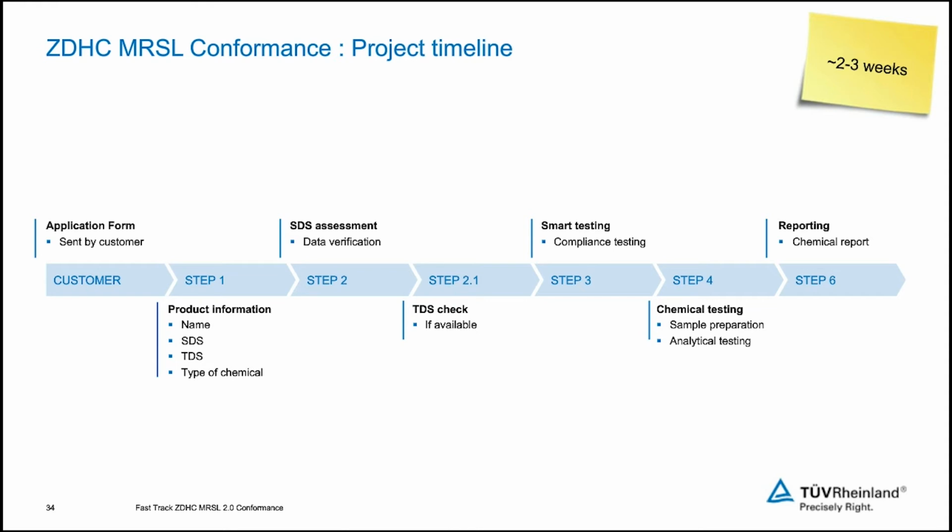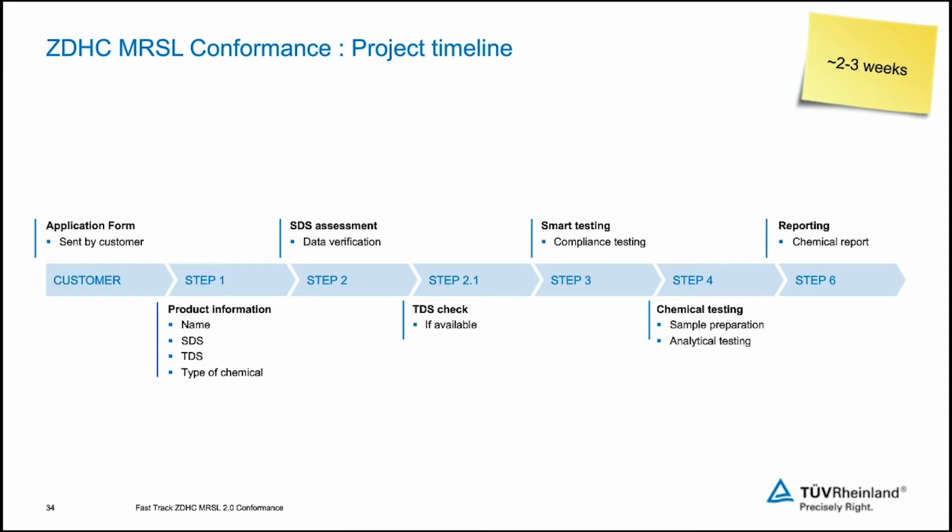The test plan and the product will be sent to the lab team, and the lab team will perform the chemical sample pretreatment and the analysis. After the results are ready, they will send them to the reporting team. The reporting team will prepare the report and send it to ZDHC.